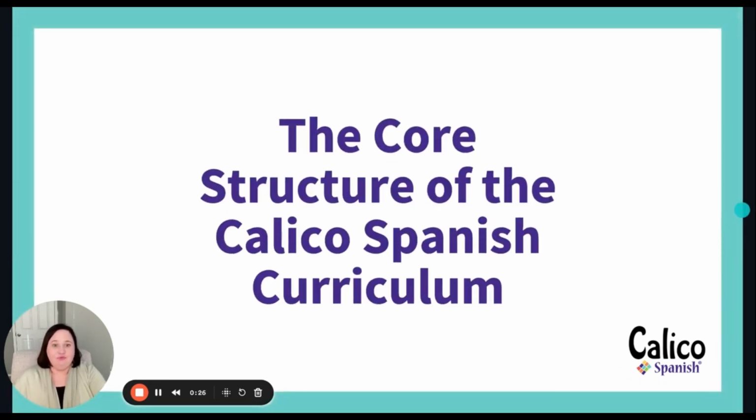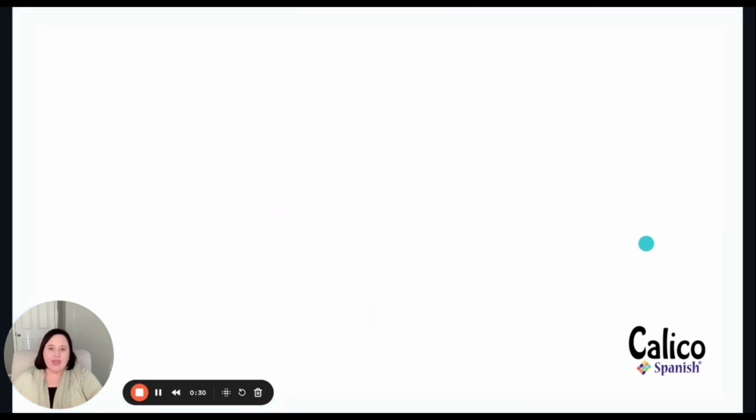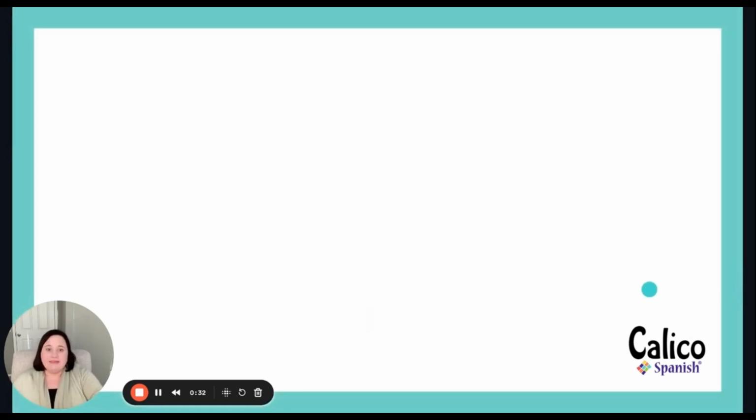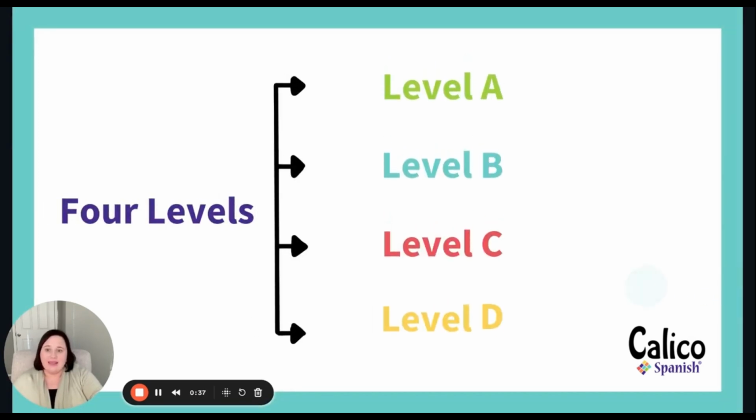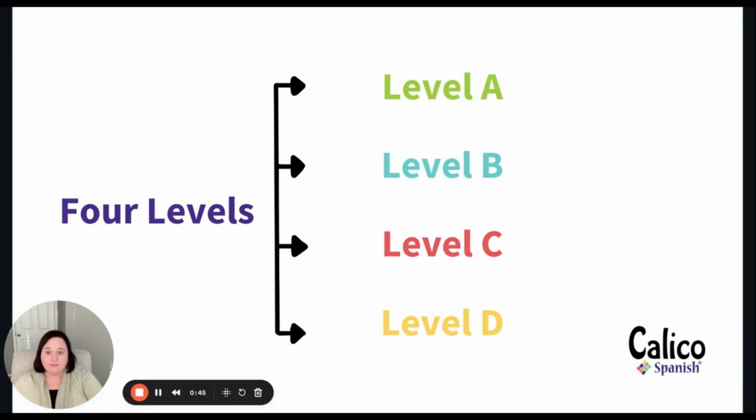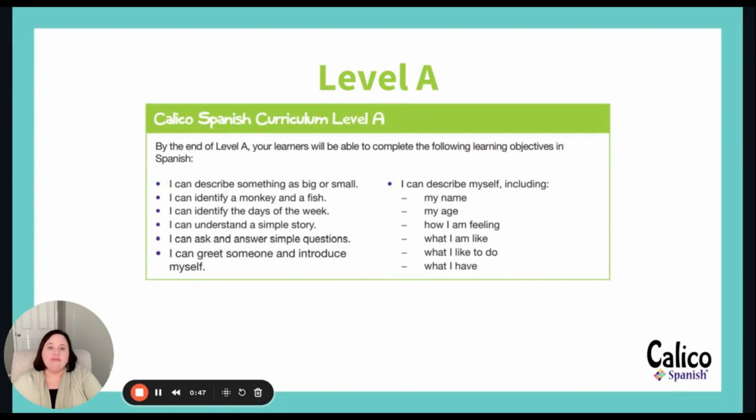So let's dive in. First, we're going to explore the core structure of the Calico Spanish curriculum. The Calico Spanish curriculum is divided into 4 levels: Level A, Level B, Level C, and Level D. You will notice that the levels are color-coded, and that will help you identify the resources that go with that specific level. If learners have little to no exposure to Spanish, Level A is the place to begin their instruction.